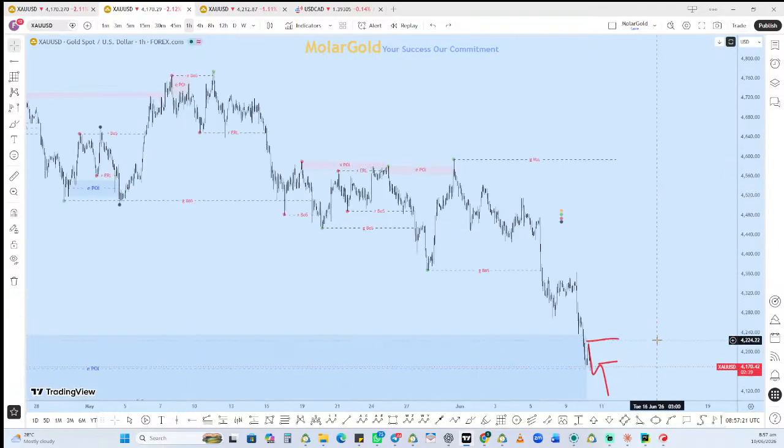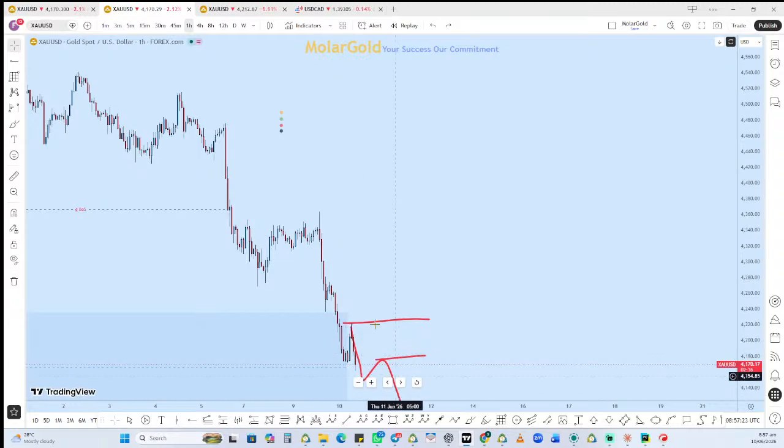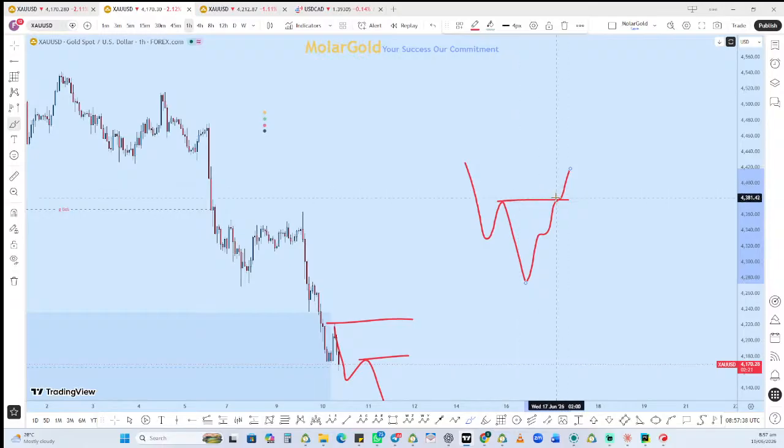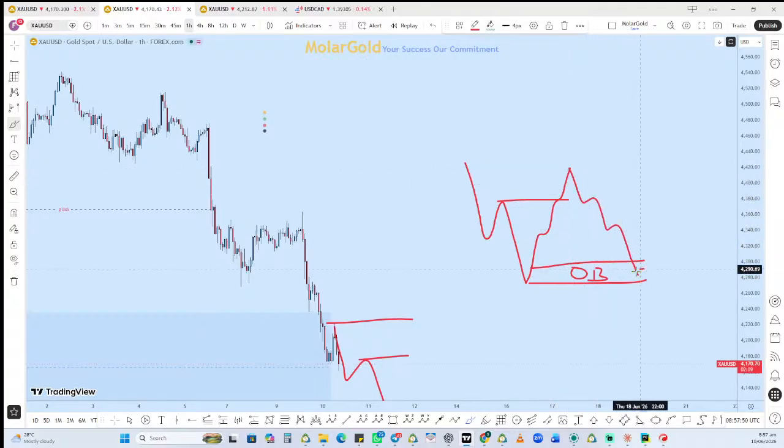This POI. Once we have another pullback, then this will jump to that pullback. If that happens, I'm going to draw the structure like this. So this is the pullback. Once we break this, we break it with a full candle close, then we will have the other block here, OB. If this thing comes back and touches this OB like this, we're going to try to buy it all the way to the up. This is MSS.